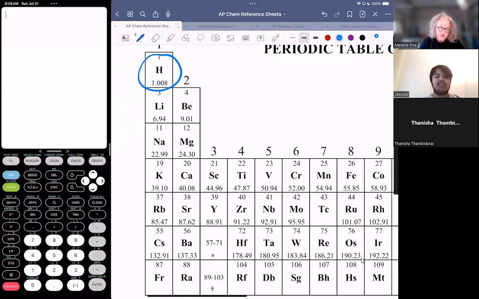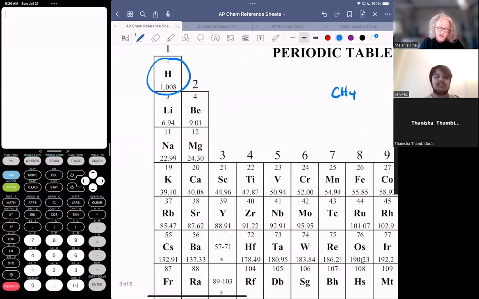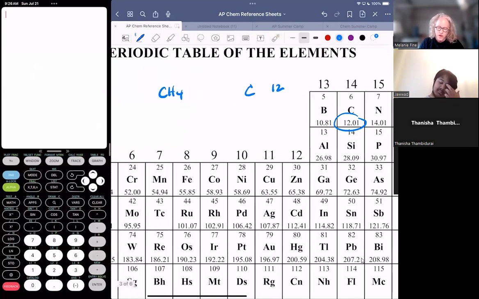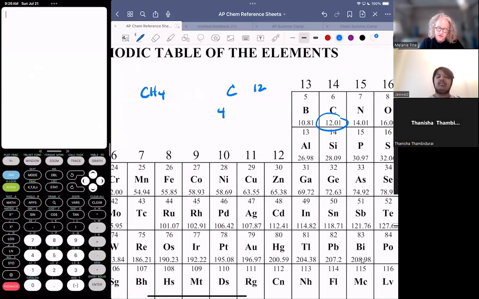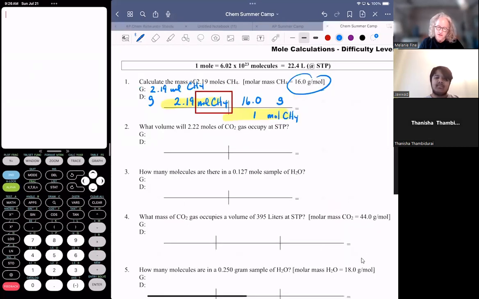And hydrogen, their CH4 has 4 hydrogens, right? They rounded hydrogen to 1. Again, don't do that, but they did it. So this is 4 times 1. So what's 12 plus 4? 16. 16 grams per mole, which is how they got that number.